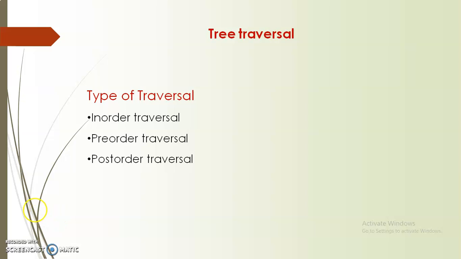Okay, we already know traversal is nothing but displaying the values. We already used this in linked lists, traversing single linked lists, double linked lists and circular linked lists. In the same way, for trees also we have traversals, that is displaying all the elements of the binary tree. For the traversal of the tree, we have three types: first is inorder traversal, second is preorder traversal, third is postorder traversal.